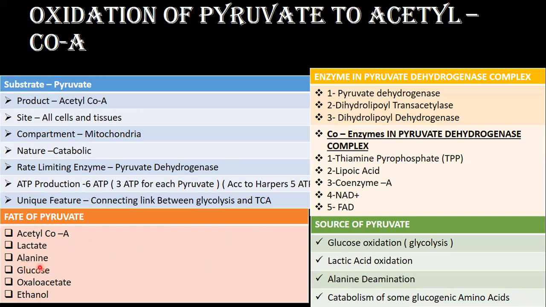Then alanine by transamination, which we see when we talk about the process of transamination. Then glucose by gluconeogenesis, then oxaloacetate by carboxylation, and ethanol by reduction in microorganisms. So these are the fates of pyruvate.